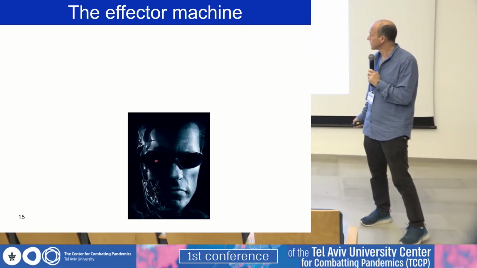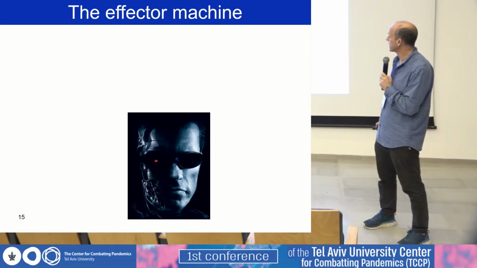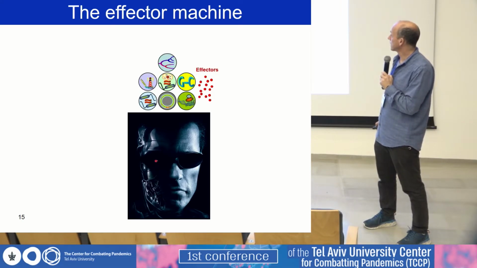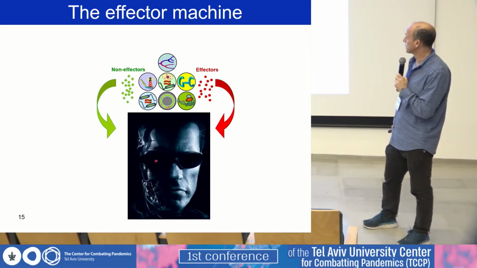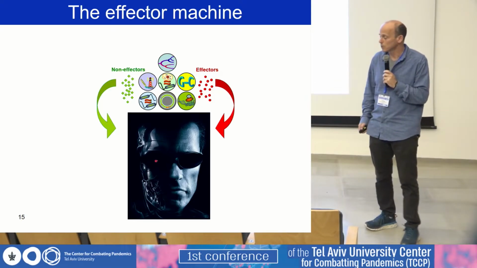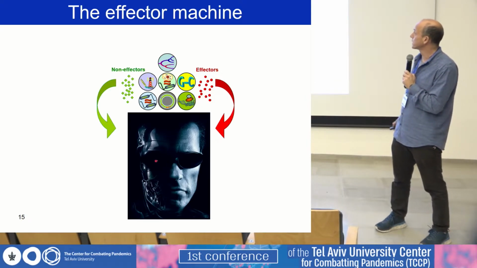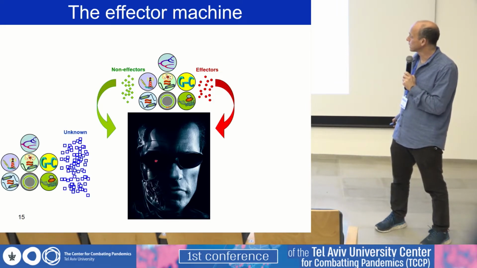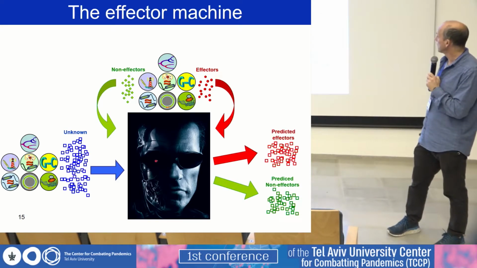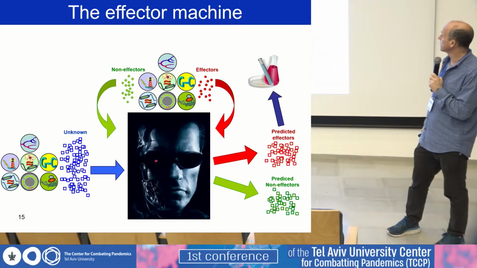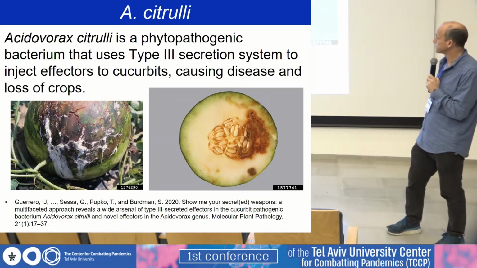So this is an overview of what we did. We have the machine learning algorithm. We have a few known effectors. We extract features from the known effectors, and we extract features from the non-effectors. We ask the machine learning to learn what differentiates effectors from non-effectors. And then we put all the rest of the genes and ask the machine learning to predict which genes are effectors and which are not. And then we validate them experimentally and we reiterate the process.